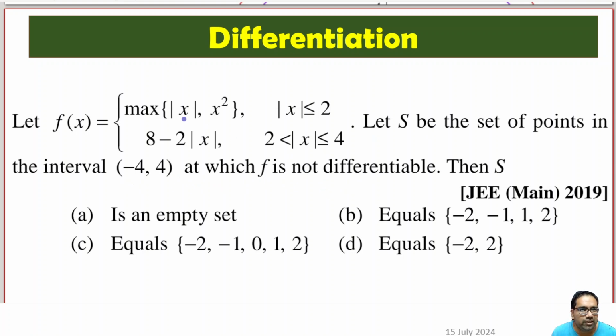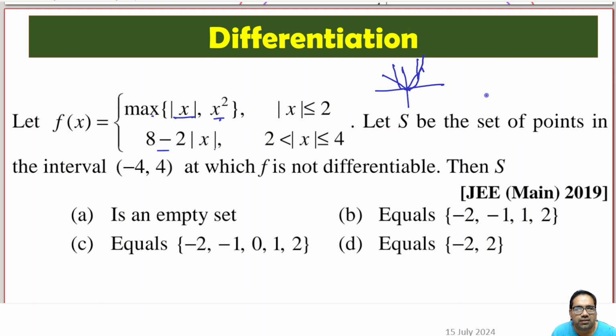This function. We have absolute value of x, x square, and this one. Basically we have three functions or three curves. Let us try to draw this one. Absolute value of x, how does it look? It looks something like this. And x square will look something like this. Absolute value of x and x square will look something like this. Now this is the maximum of these two.